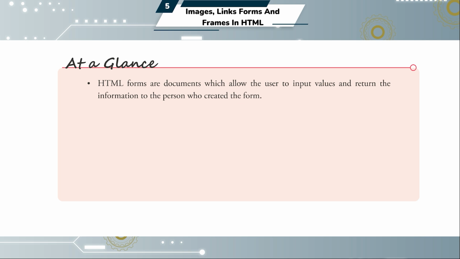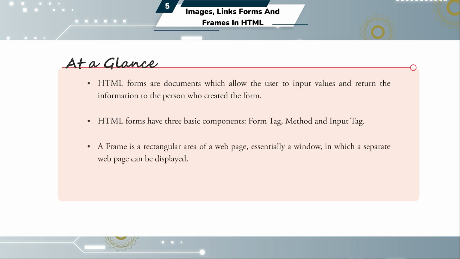HTML forms are documents which allow the user to input values and return the information to the person who created the form. HTML forms have three basic components: form tag, method, and input tag. A frame is a rectangular area of a web page, essentially a window, in which a separate web page can be displayed. The frameset tag is used to divide the window into frames.